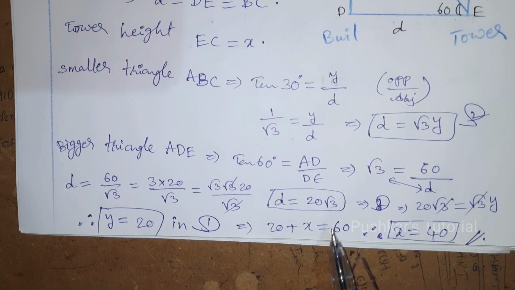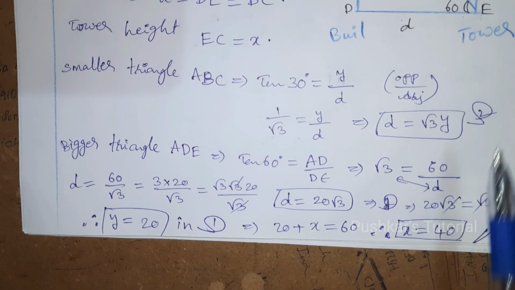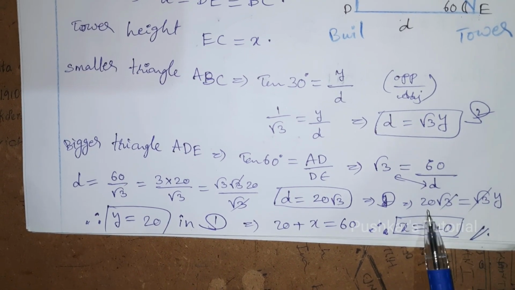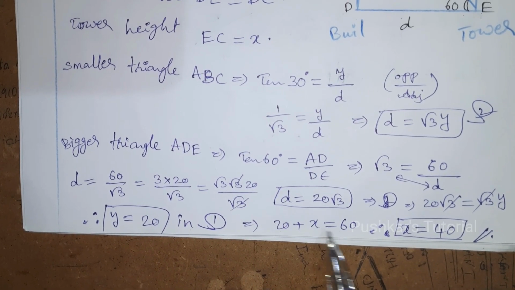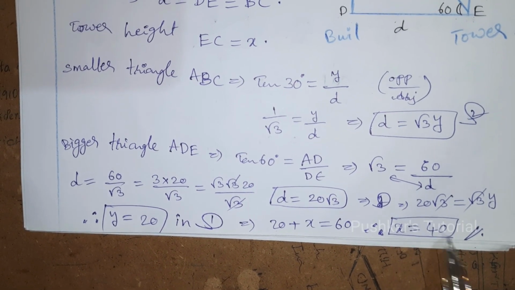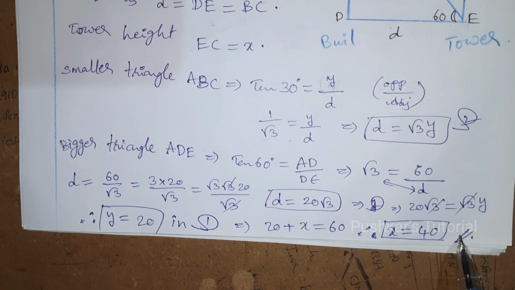So we'll find Y first. Substituting in the second equation, we'll get Y value as 20. So substituting in the first equation, 20 plus X is equal to 60. Therefore X is equal to 40. Height of the tower is the answer.